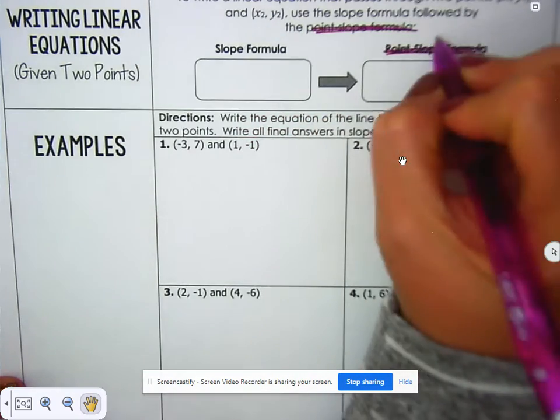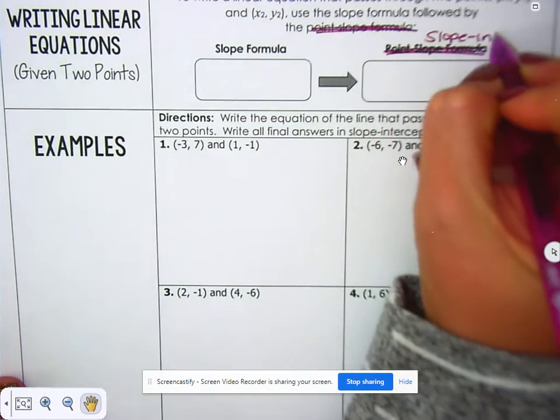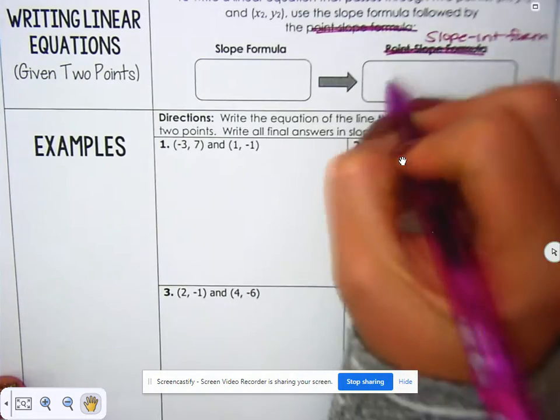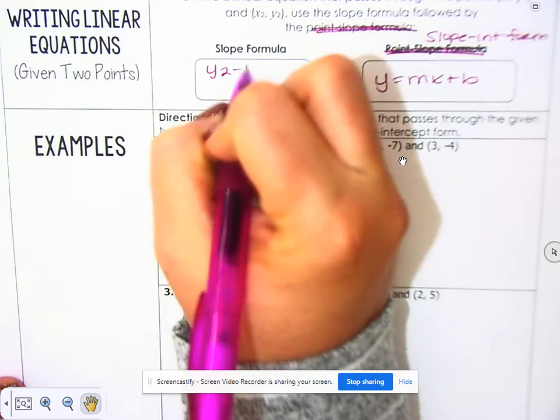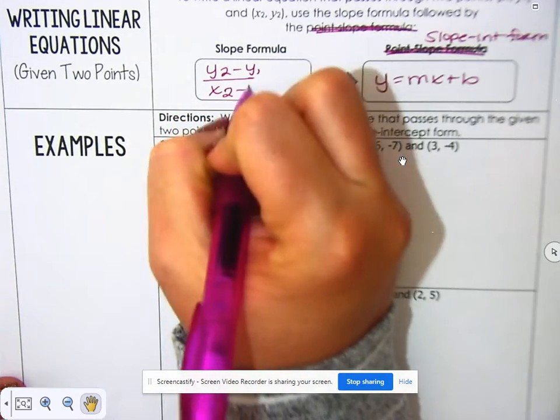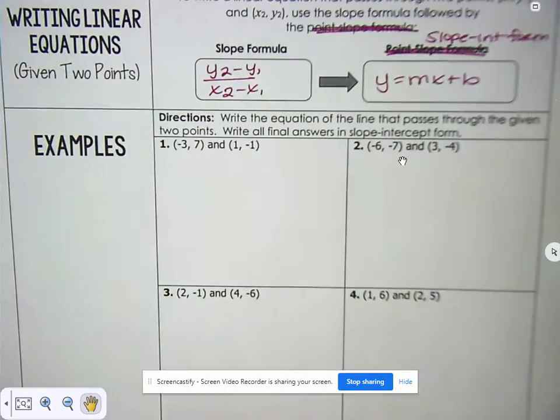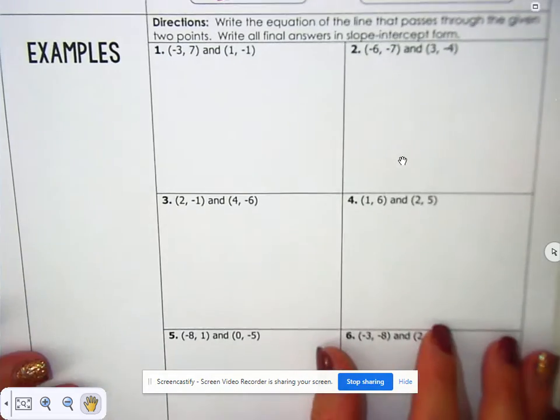We're going to change that to slope intercept form, which we know is y equals mx plus b. And our slope formula is y2 minus y1 over x2 minus x1. So that's what we're going to be using on all of these. And like I said, I'll try to get through at least the first 6 as examples for your notes on the video.